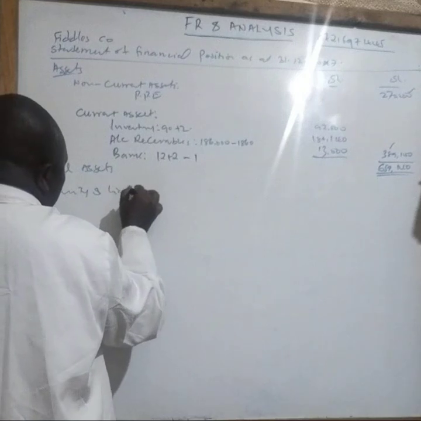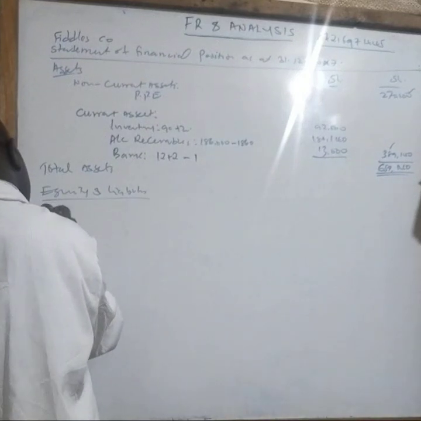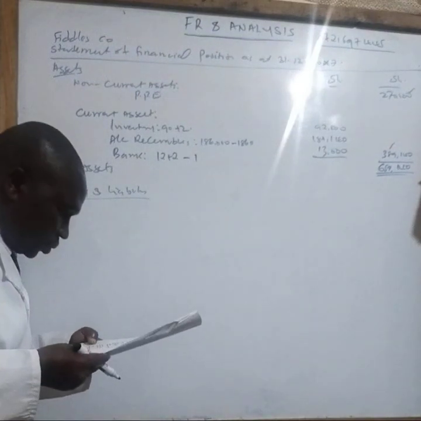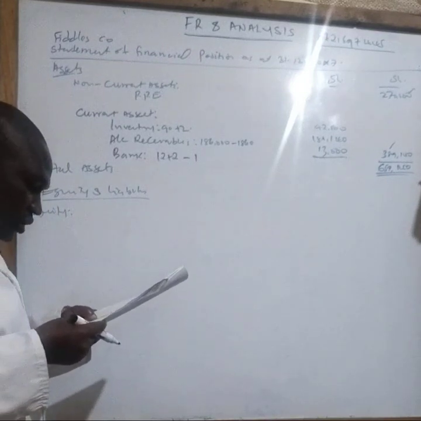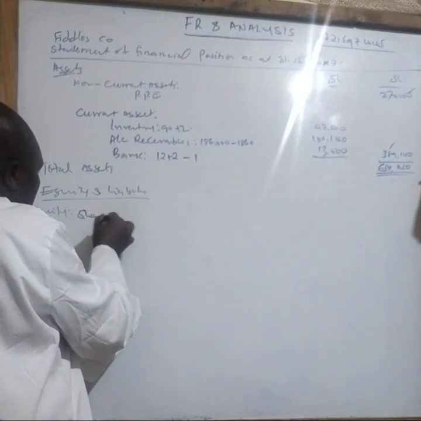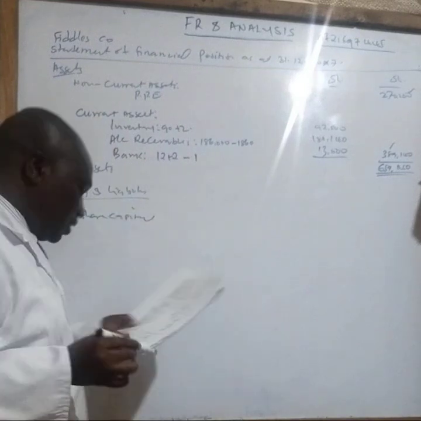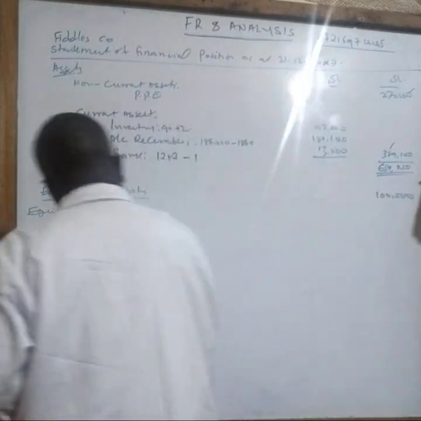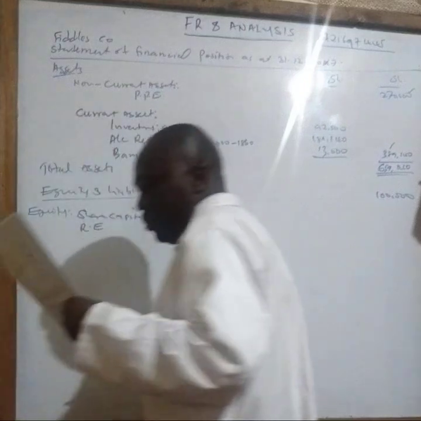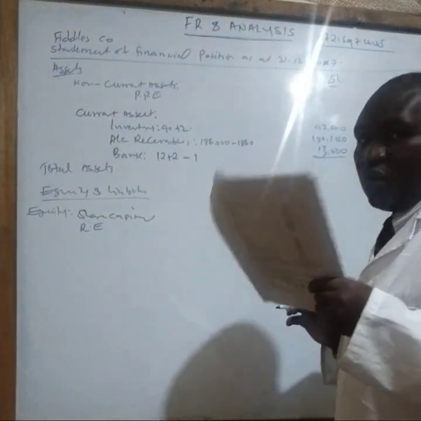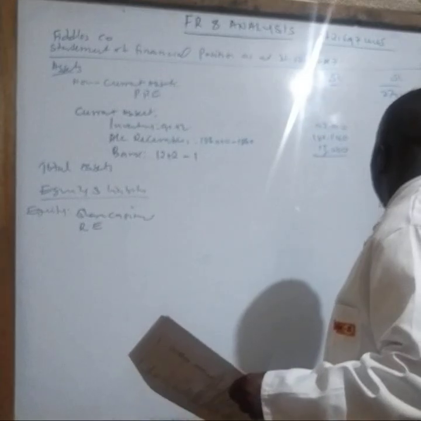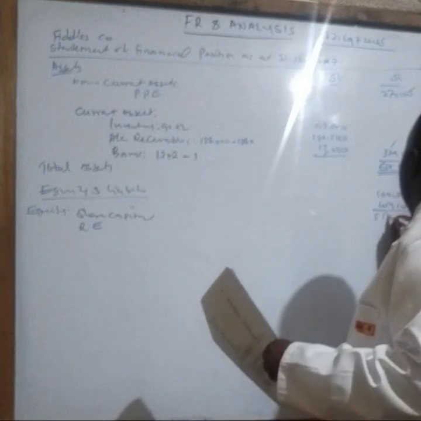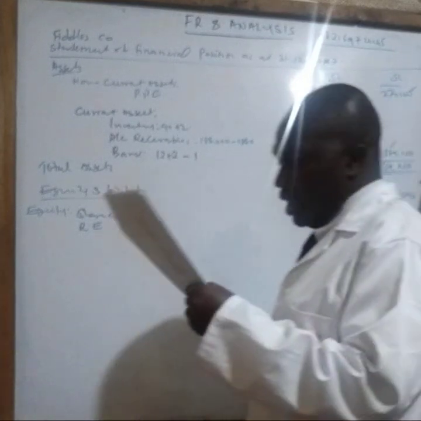Then we have equity and liabilities. Equity, we have what? Do you have share capital from the equity? Yes. So it says share capital. How much is share capital, class? 100,000. Then there was retained earnings that we have just calculated, the adjusted figure. We found it to be 459,140. Then you add this so that you get 559,140. There was nothing else to be added.